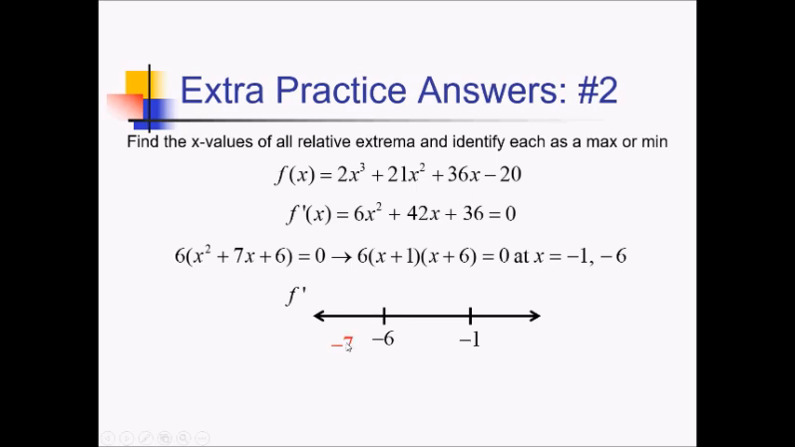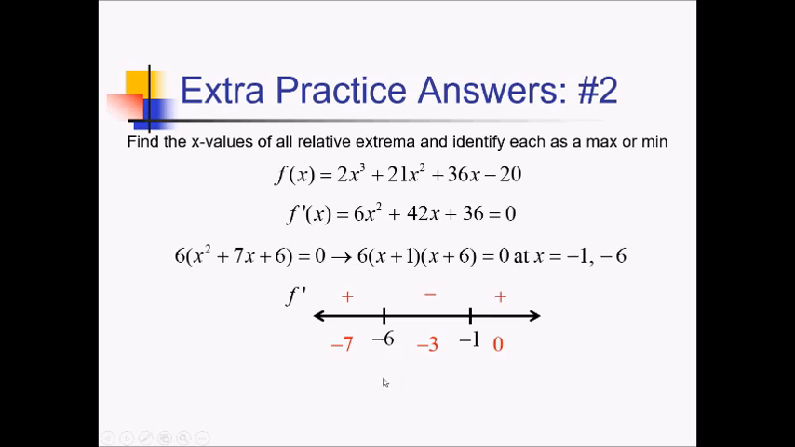Let me try out negative 7. I'm just going to use this factored version of f prime. So plugging in negative 7 for x, that gives me a negative times a negative, which is a positive. And then between negative 6 and negative 1, let's try negative 3. So that's going to be a negative and a positive, which comes out negative. And then bigger than negative 1, let me use 0. So that's going to be positive, positive, which is positive.